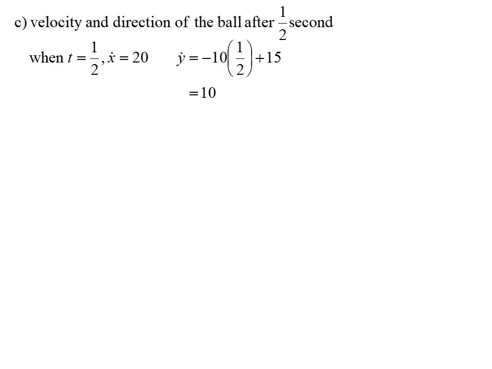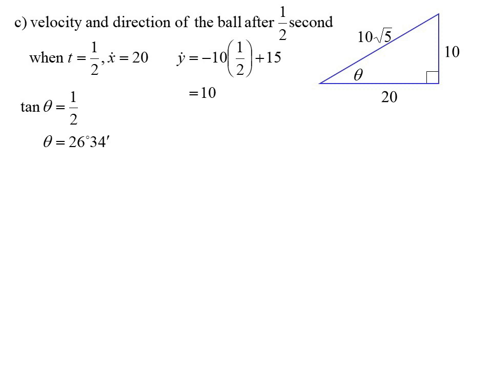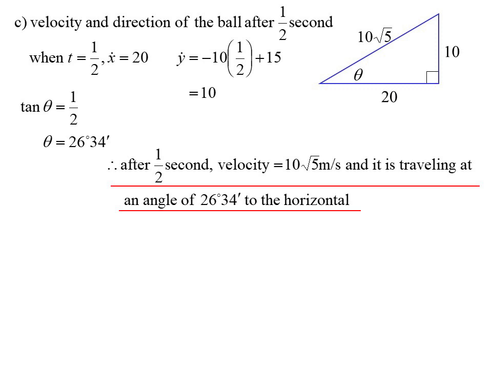Velocity and direction of the ball after half a second. Horizontally, we know it's 20. Vertically, we want that velocity, it turns out to be 10. Draw up a triangle. I know it's going up, because remember we said it reached the top after 1.5 seconds. So now I've drawn it right, it's going up. A bit of Pythagoras, the hypotenuse is 10 root 5, so we know the magnitude of our velocity. And a bit of trig, there's the angle as well. Okay, it's going at 10 root 5 metres per second, and an angle of 26 degrees 34 to the horizontal.